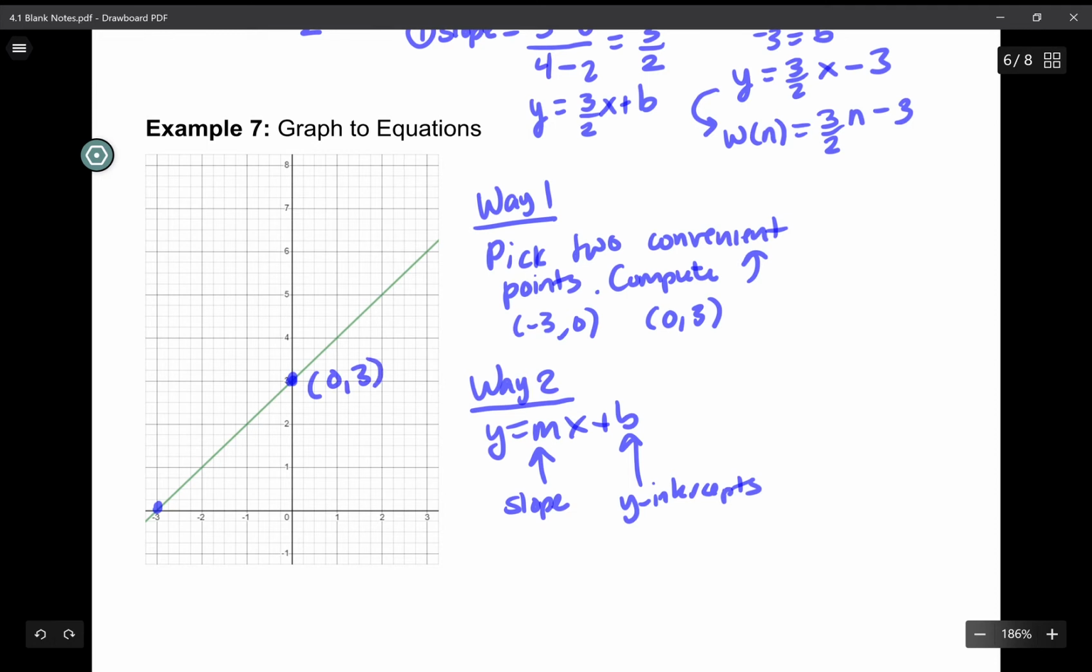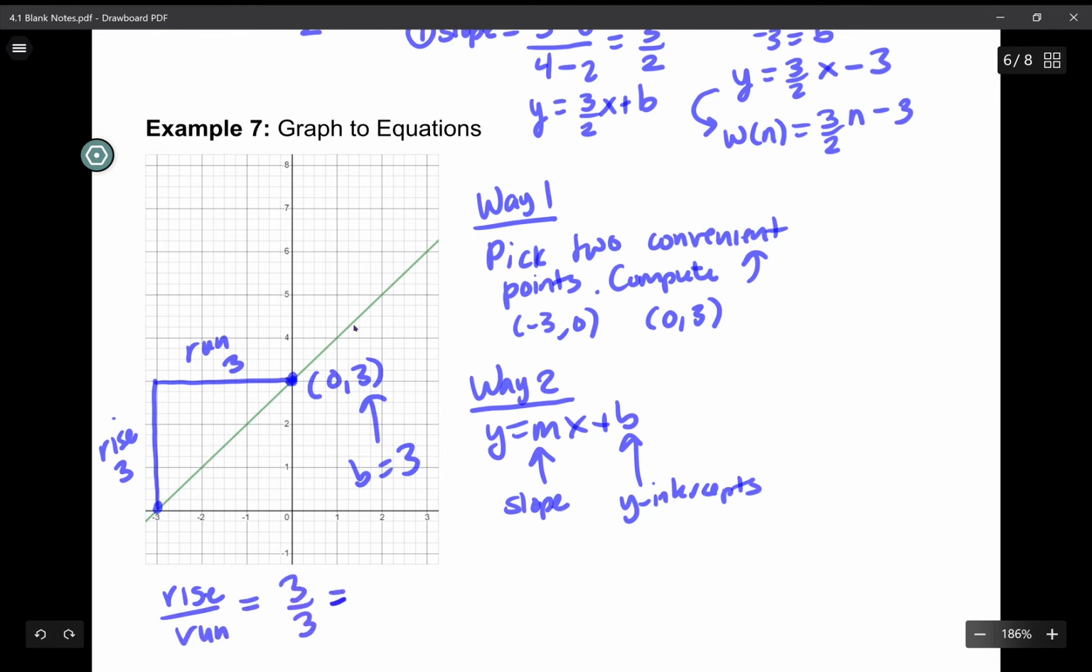So I already know my b value, right? B value is equal to 3. And what is my slope? Well, I already have 2 convenient points marked, and I can compute my rise over my run between those points. So this is a rise of 3 for a run of 3. So rise over run, slope, is equal to 3 over 3, which is equal to 1. So I know my slope equals 1.